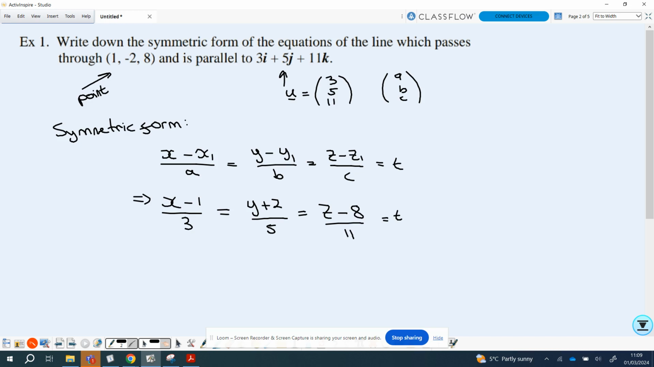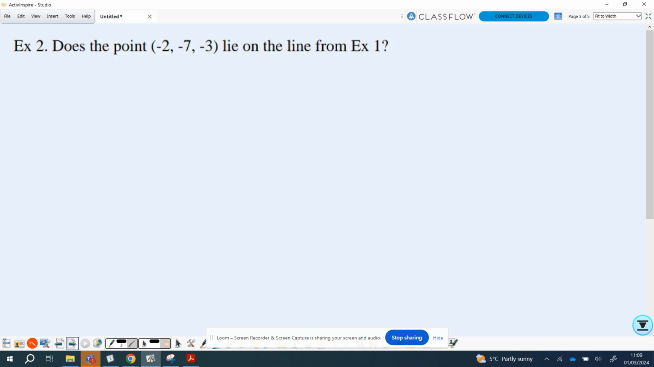Okay, obviously parallel is really important because it means it's running along the same direction. Okay, so that's the first example done, but it's understanding where your values, where your numbers go, in this case in a symmetric form. Okay, we're now going to look at a second example that's going to relate back to this example. So again, you can pause the video to catch up, but we'll move on.